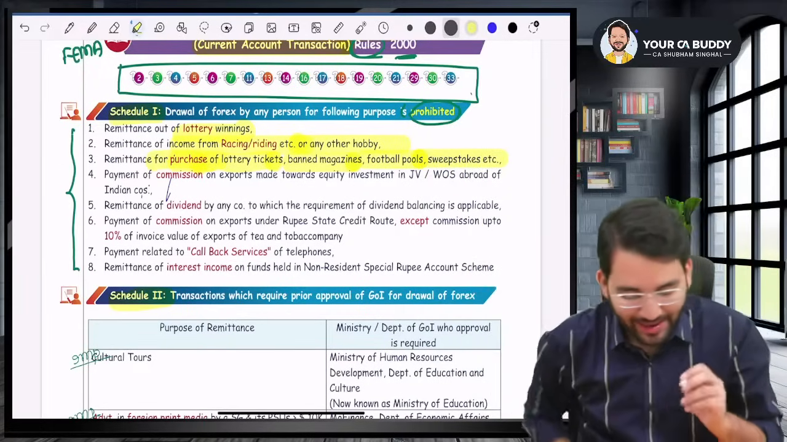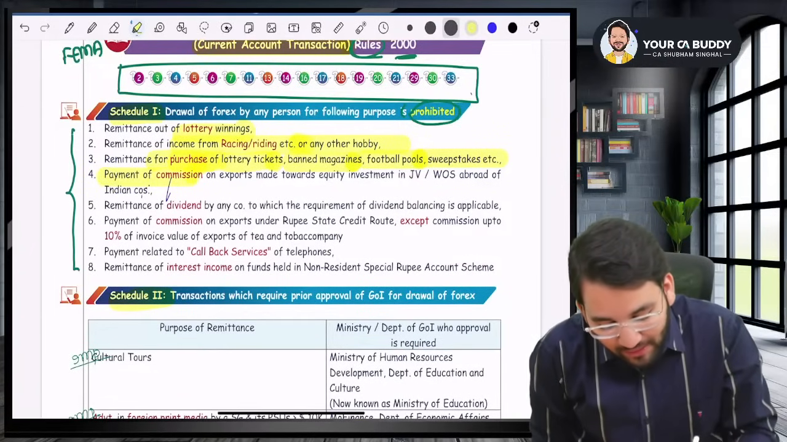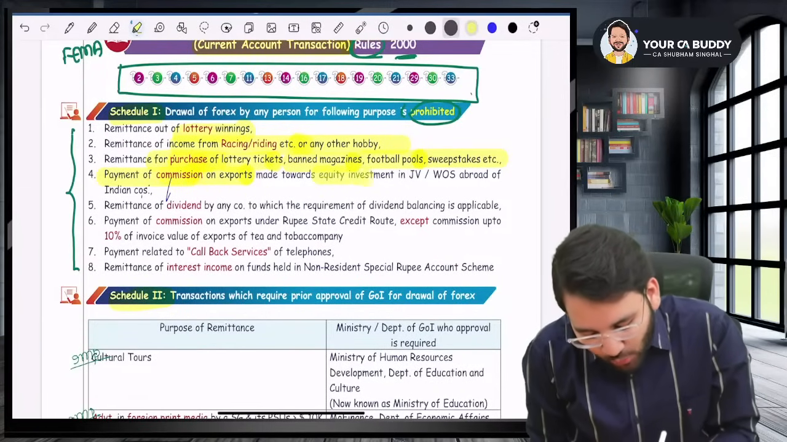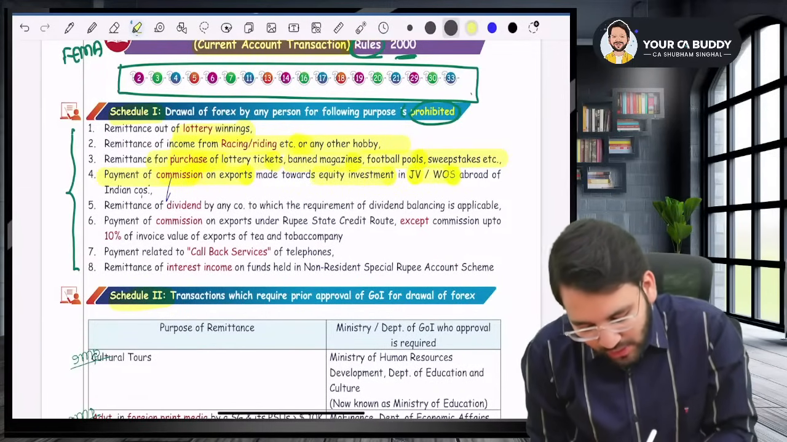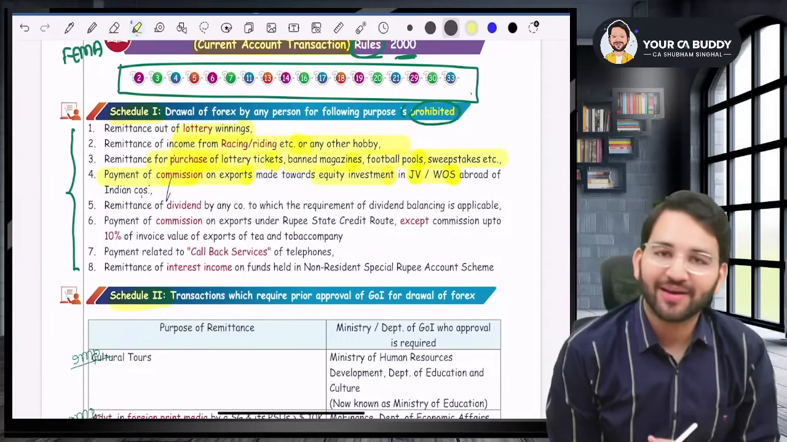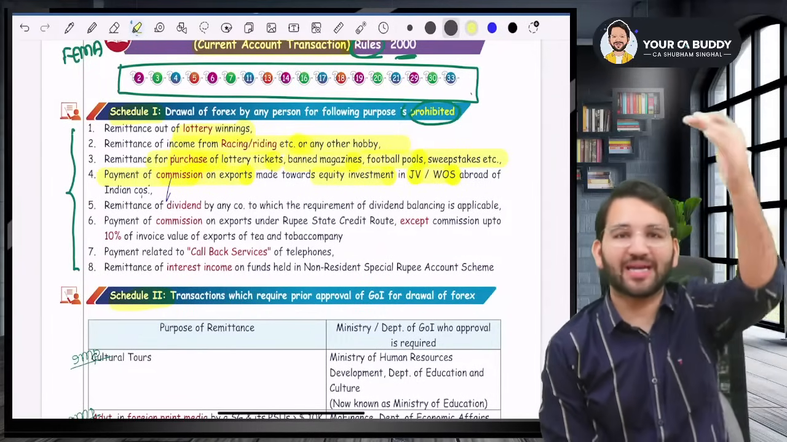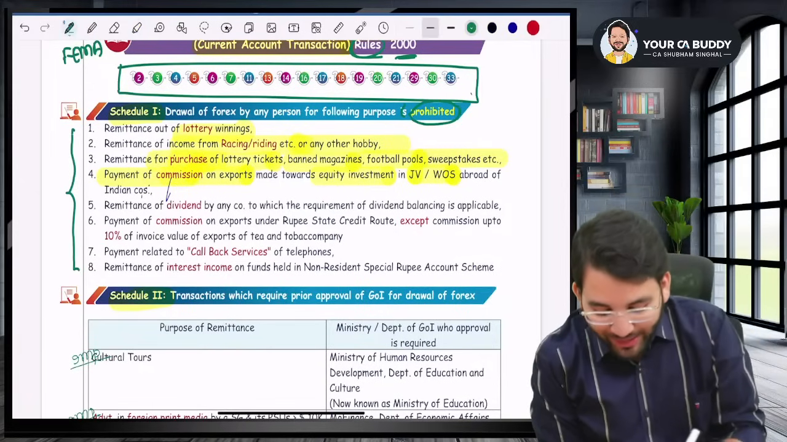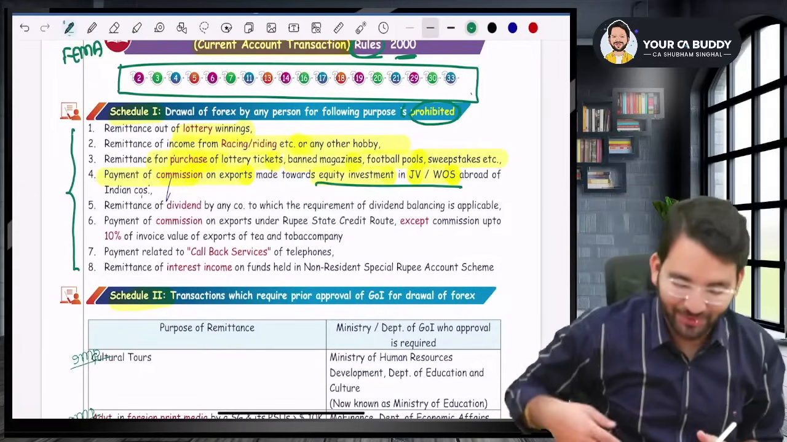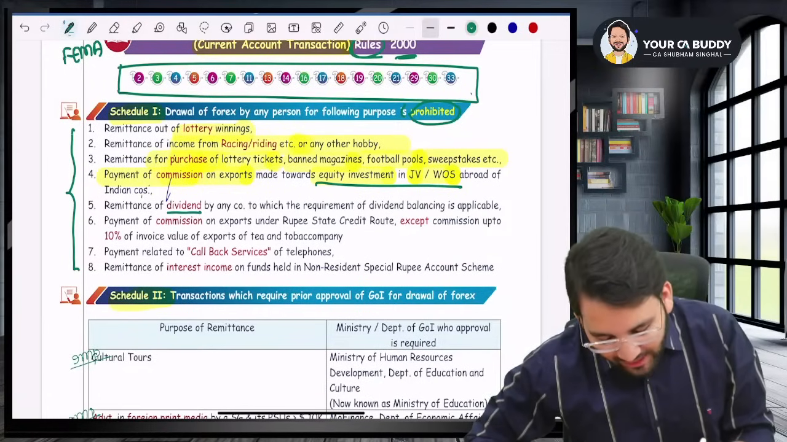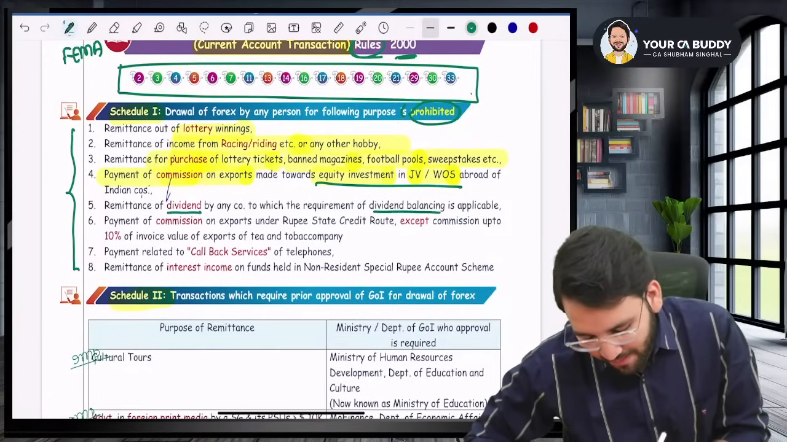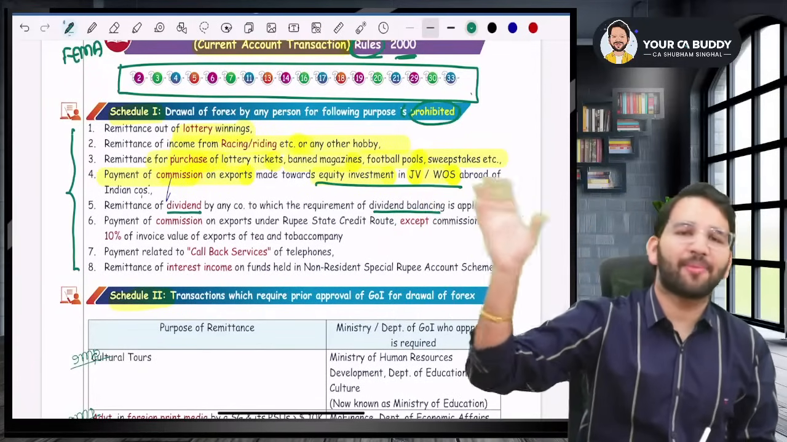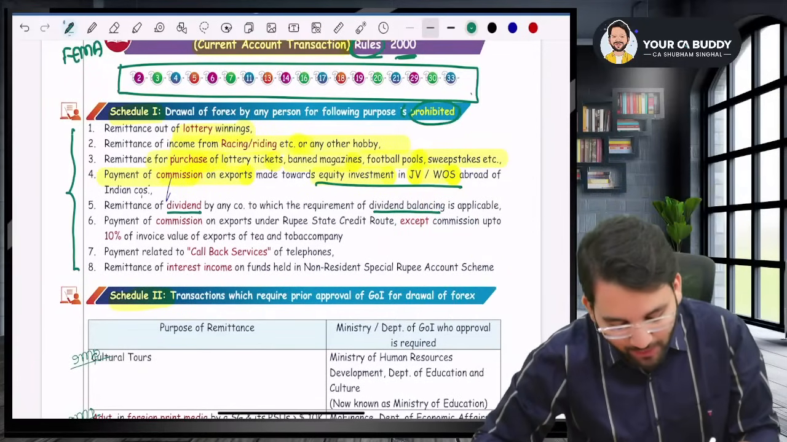Okay. Next, number four, payment of commission on export made towards equity investment in joint venture or wholly owned subsidiary abroad of Indian companies. Basically, if you are doing any export, you cannot make payment of commission on that export made towards equity investment in joint venture or wholly owned subsidiary. After that, number five, remittance of dividend by any company to which dividend balancing applies. Any company to whom dividend balancing applies cannot remit dividend.